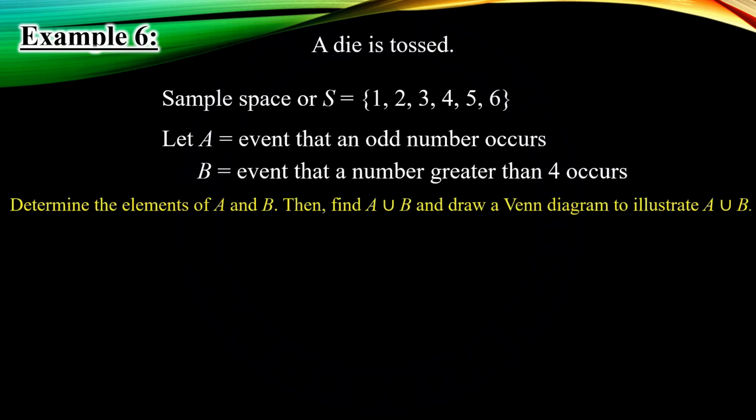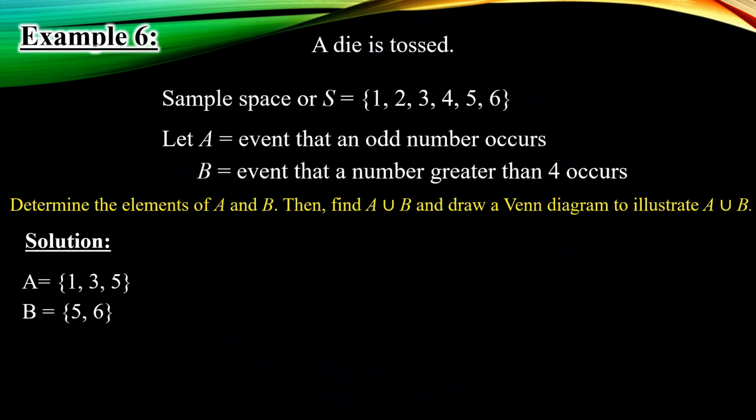Now, determine the elements of A and B. Then, find the elements of A union B and draw a Venn diagram to illustrate A union B. So here is the solution. Since the possible outcome of event A is an odd number occurs, event A would contain 1, 3, and 5. And the possible outcome of event B is a number greater than 4 occurs. So event B would contain 5 and 6.